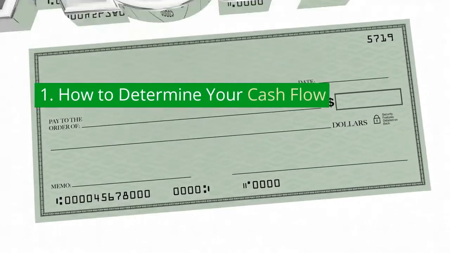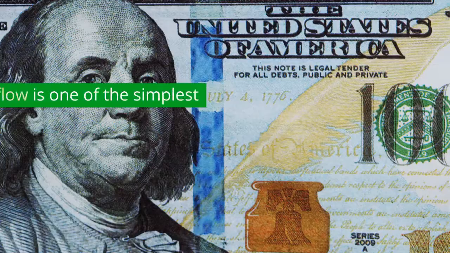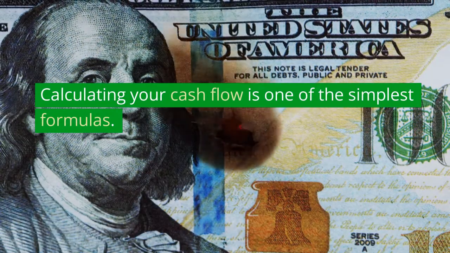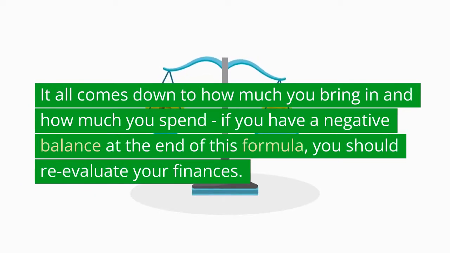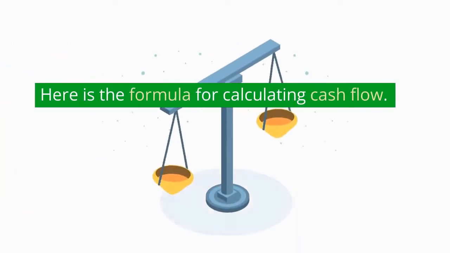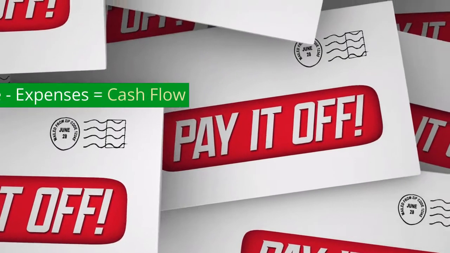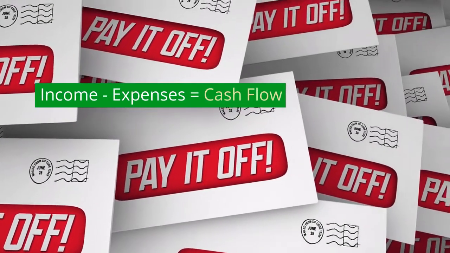1. How to determine your cash flow. Calculating your cash flow is one of the simplest formulas. It all comes down to how much you bring in and how much you spend. If you have a negative balance at the end of this formula, you should reevaluate your finances. Here is the formula for calculating cash flow. Income minus expenses equals cash flow.